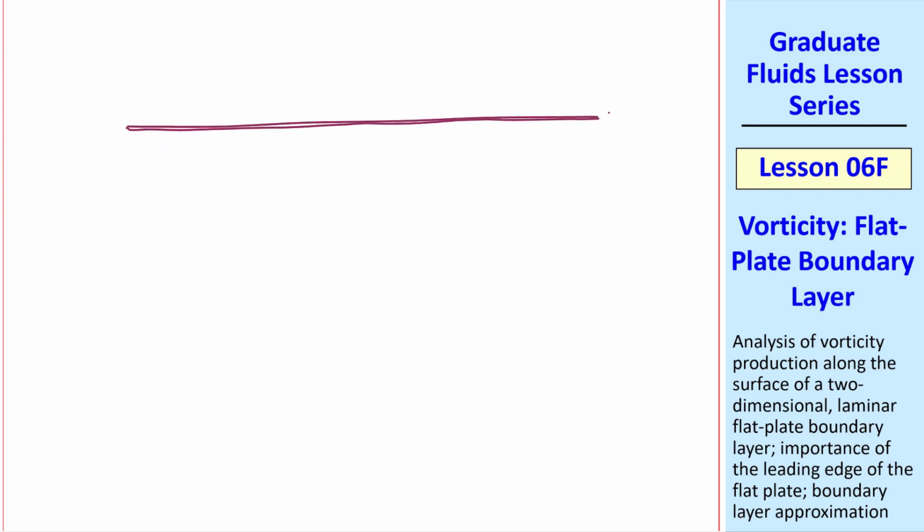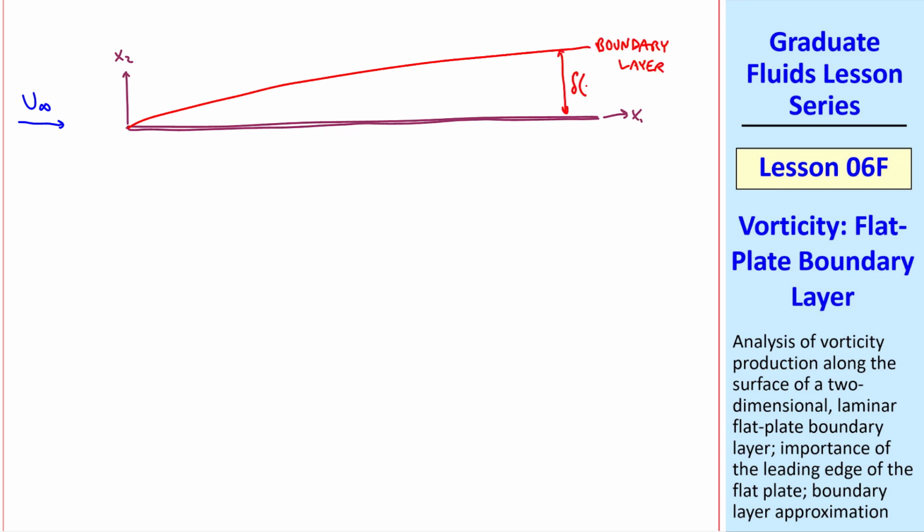Here's our setup. We have a thin flat plate, and we'll use coordinates x1 and x2. This plate is infinite into the page, and the flow upstream is uniform at u infinity. We'll greatly exaggerate the thickness of the boundary layer, delta, which is a function of x1, and the velocity profiles look something like this. At the edge, the speed is u infinity, since that's the speed above the boundary layer, and delta, or the boundary layer thickness, keeps growing downstream.